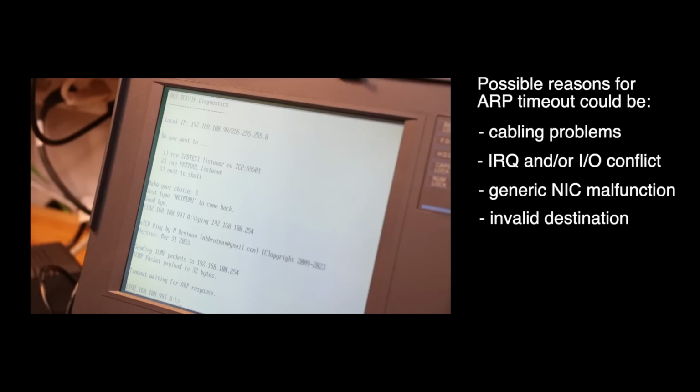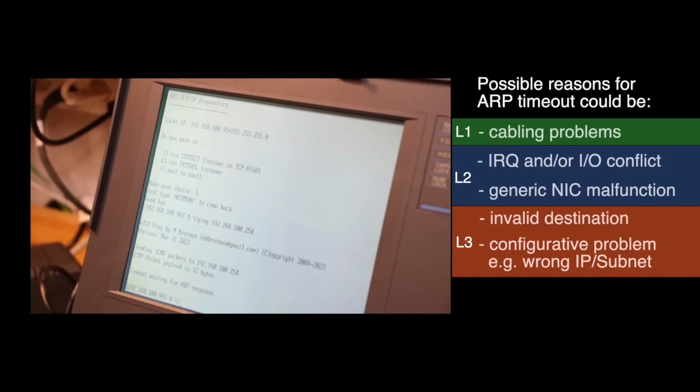Or, while the packet is sent out, it won't be received because of a resource conflict or a defective network card on my end. It's also possible to think about an invalid MAC address, as seen at the example of the Realtek network card before. So the easiest to rule out is the invalid destination, as I know for certain it exists.